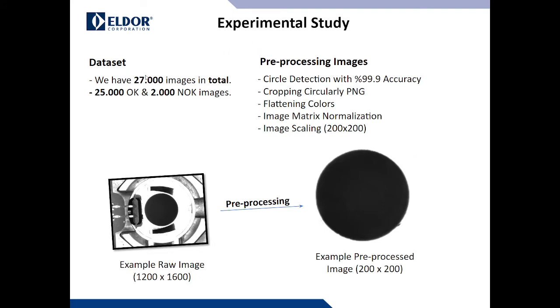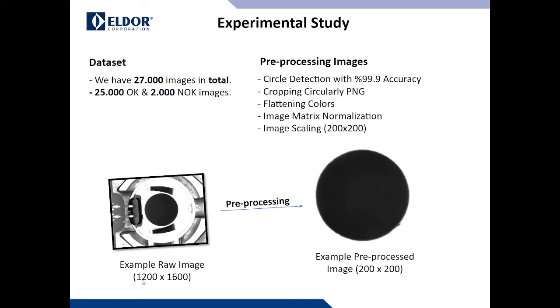I can mention the data set. We have almost 30,000 images in total, but of these images, 25,000 are okay and just 2,000 are not okay. And this is an unbalanced data set problem. And when we process these images, we also did some augmentation techniques on the data set.